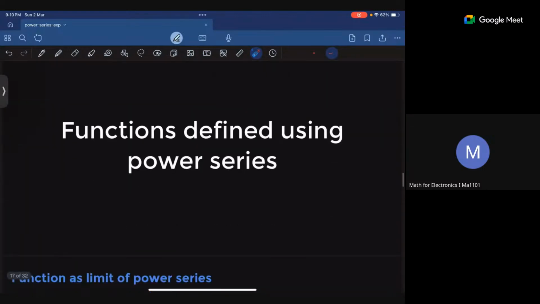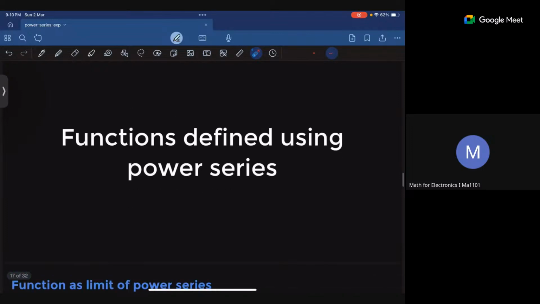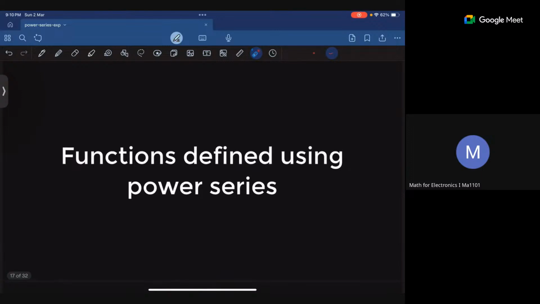Okay, so we will take a 5-minute break. At 9:15, we will start talking about functions defined using power series and exponential functions also.